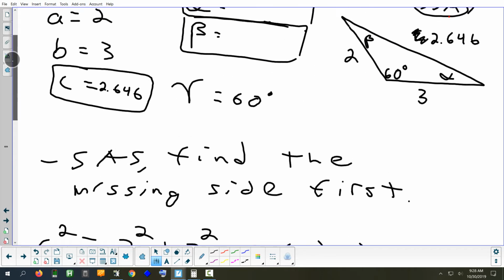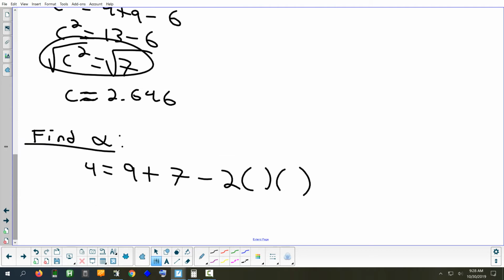So 3 and 2.646. This is where you are now using something you calculated. So if it's wrong, then alpha is going to be wrong too. So a squared, b squared, c squared, minus 2bc, cosine of alpha. That's what we're trying to find.